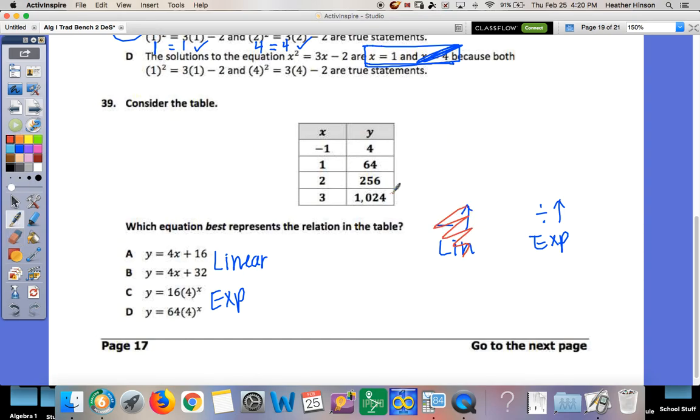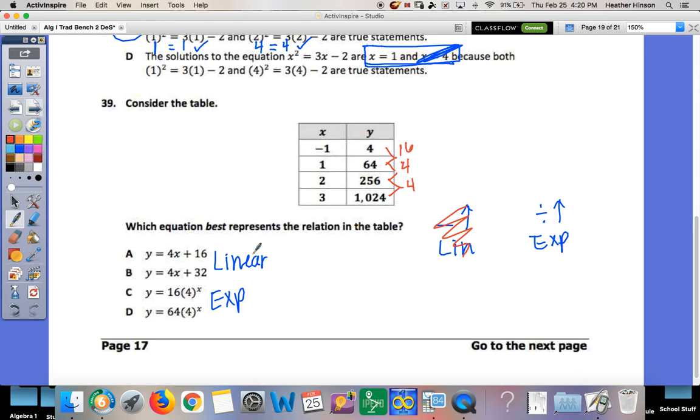So let's try to divide. 1,024 divided by 256 is 4. 256 divided by 64 is 4. 64 divided by 4 is 16. So why did it change? Because that means it's not either.